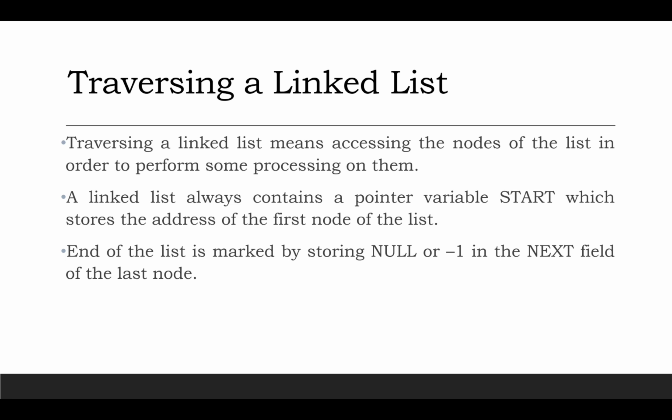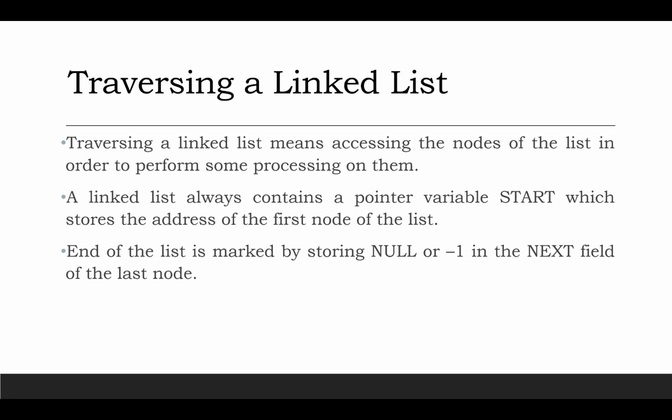Here, a linked list always contains the pointer variable start, which holds the address of the first node of the linked list. So in start, we are only storing the address of the first node of the list. And at the end of the list, if there is no next node, it will be stored as null or -1 in the next field of the last node.